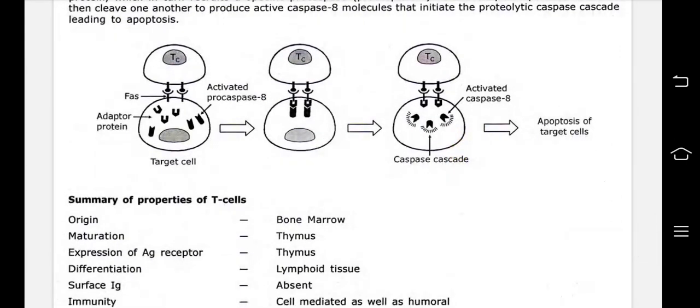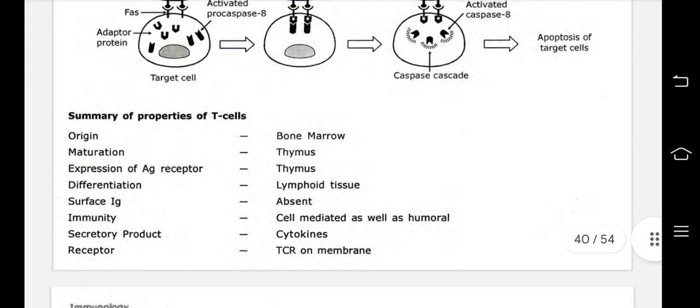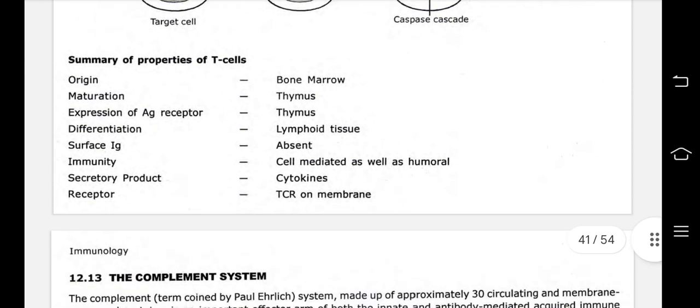Here you can see that Fas activated procaspase 8, adapter molecule, target cell, activated caspase 8, caspase cascade, apoptosis of target cells. So, summary of properties of T cell: origin bone marrow, maturation thymus, expression of antigen receptor thymus, differentiation lymphoid tissue, surface Ig absent, immunity cell mediated as well as humoral, secretory product cytokines, receptor TCR on membrane.